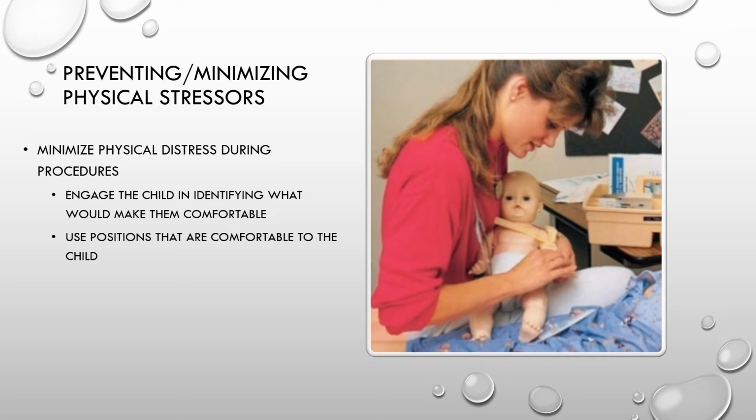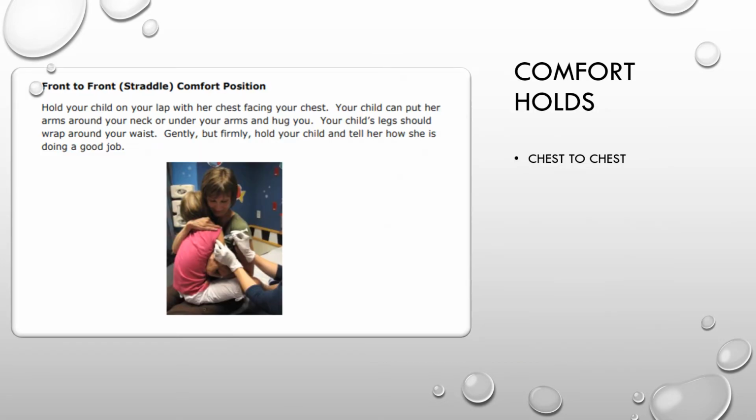Use positions that are comfortable to the child. And that might look like this. Front to front, or you might hear it called straddle, or you might hear it called chest to chest, right? You hold the child on the lap with their chest facing your chest, putting their arms around them. And again, that's a comfort hold to minimize some of that physical stressor.